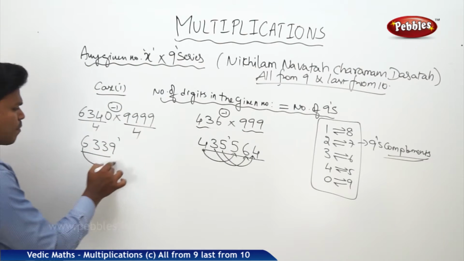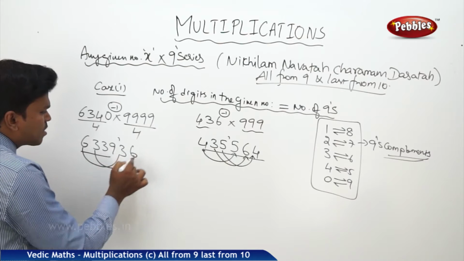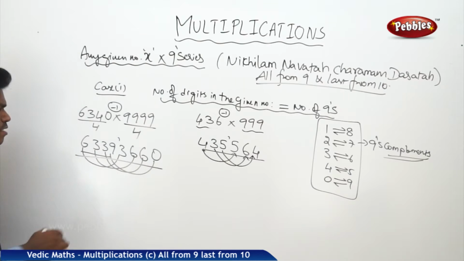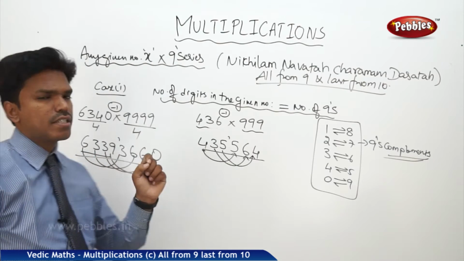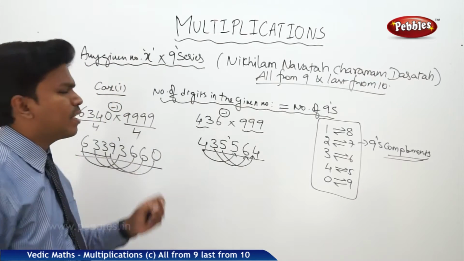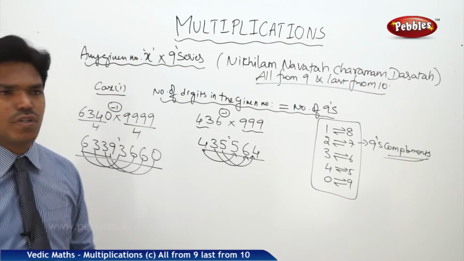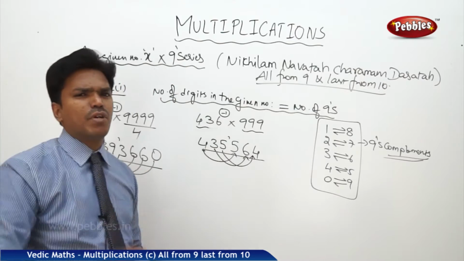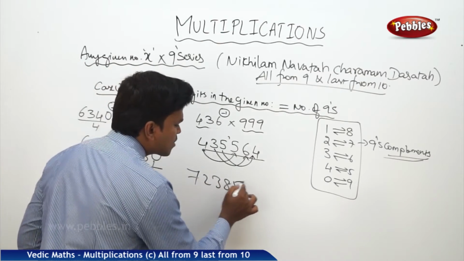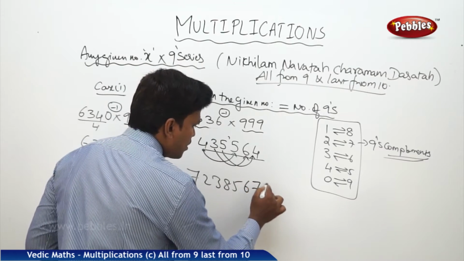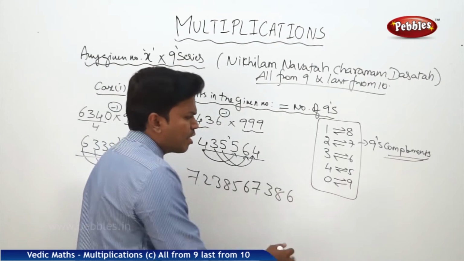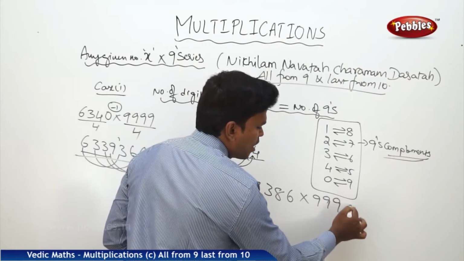For 6, what is the nines complement? 3. For 3, 6. For 3, 6. And for 9, it is 0. So your answer is 63393660. Like that, we have to write the sequential nines complements to get the answer. Like that, we can even do a bigger number. Let us take one number like this: 7, 2, 3, 8, 5, 6, 7, 3, 8, 6. A 10-digit number, into.